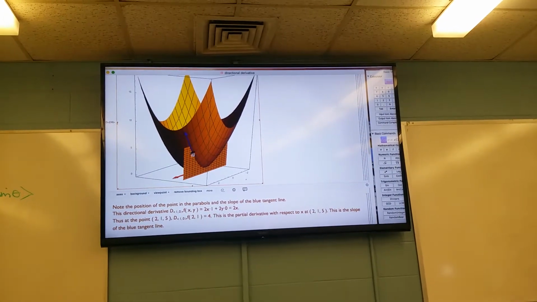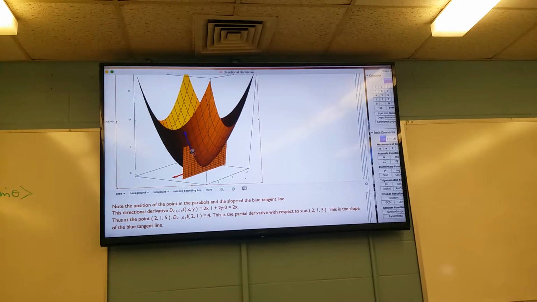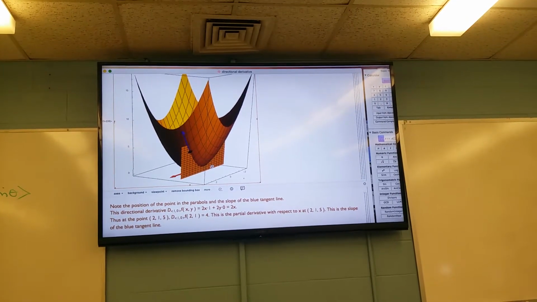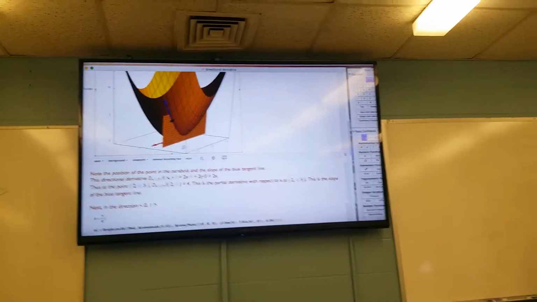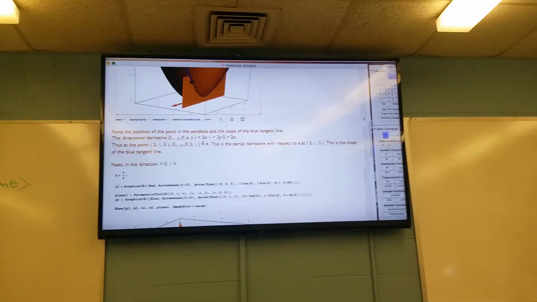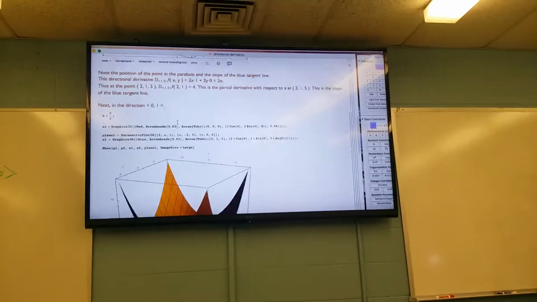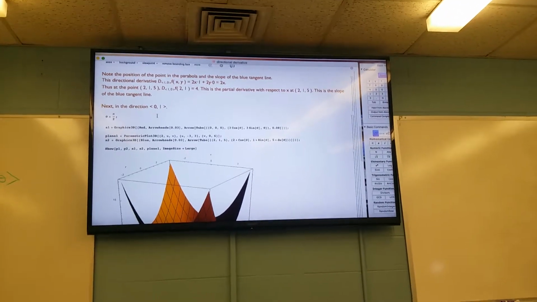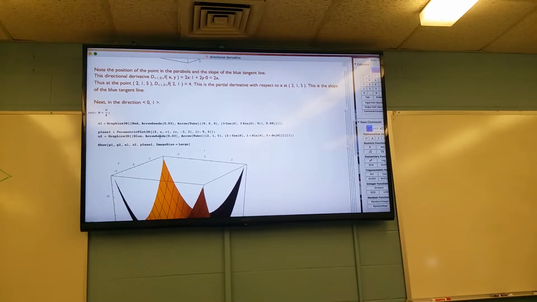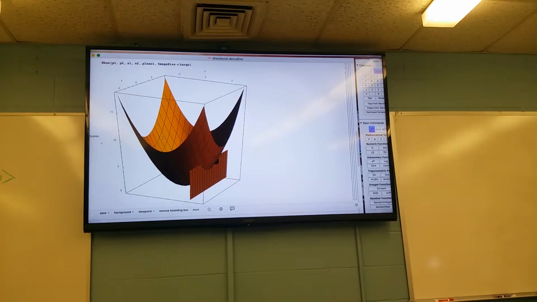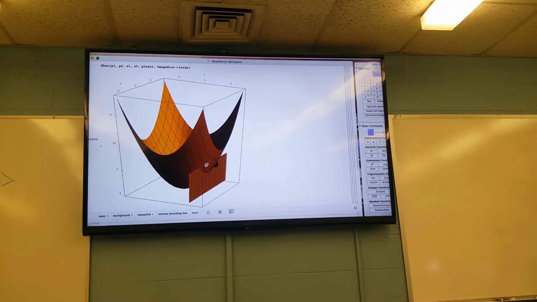Partial with respect to x. Directional derivative along the x-axis. Take a plane parallel to the x-axis at that point and get this parabola. Okay, you with me? All right, let's do the direction along the y-axis. 0, 1. Theta now is pi over 2. Let's run this. Same point.